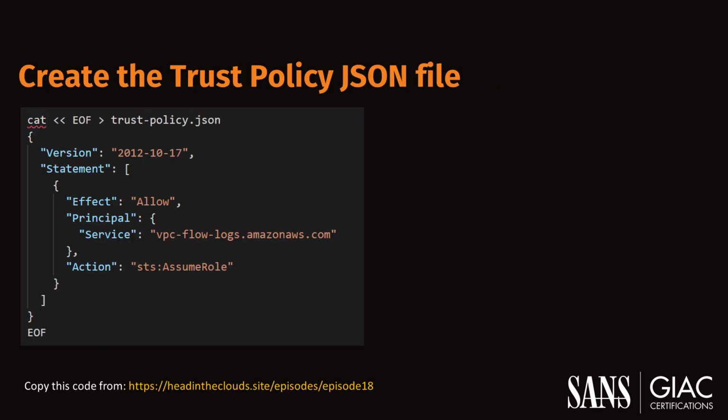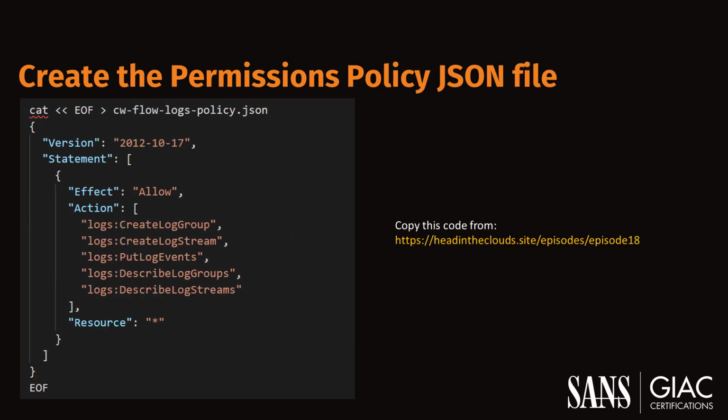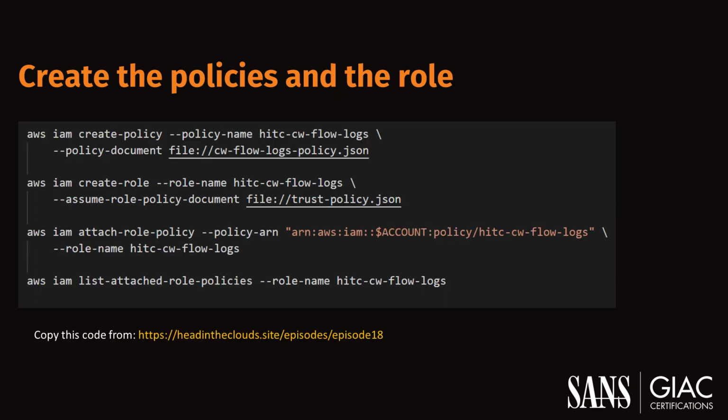Next, we need to create the CloudWatch logs role. To do this, we'll create the trust policy JSON file, the permissions policy JSON file, and then attach them to a new role. We create the trust policy JSON file, and I like to use the here doc technique, so this way everything can be scripted. We will also create the permissions policy JSON file. Next, run the following commands to create the policies and then the role.